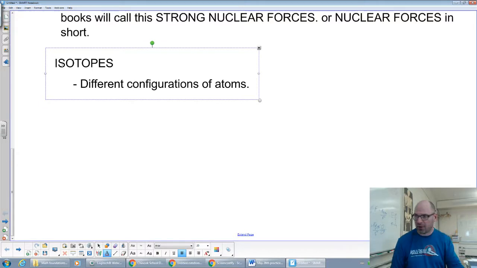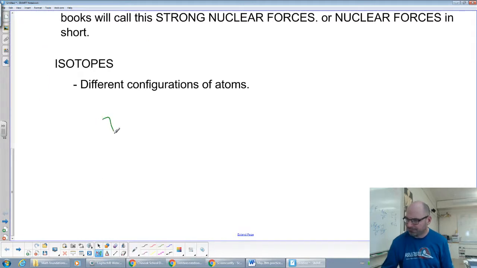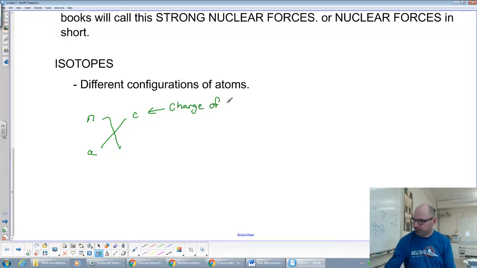So we have a particular way of looking at it. If we say that X is the chemical symbol, and out here we'll put something, and in here we'll put something. The isotope is written like that. This represents the charge of the particle. This will represent the number of neutrons and protons in the nucleus, or nuclear mass. And this is the atomic number.